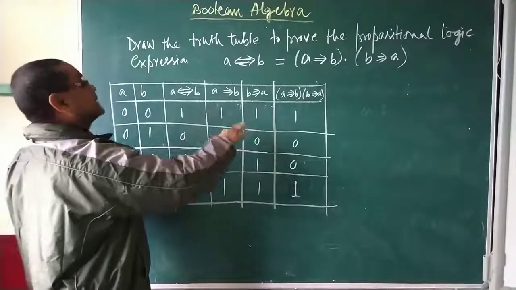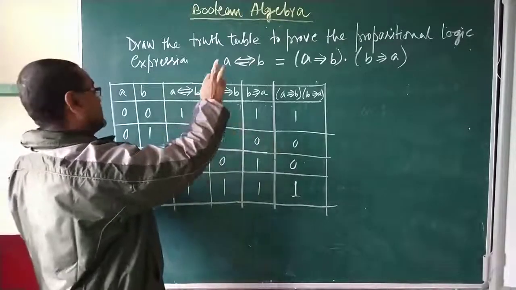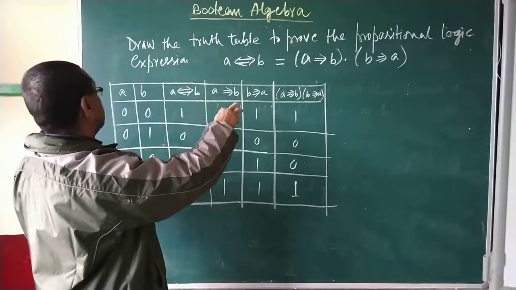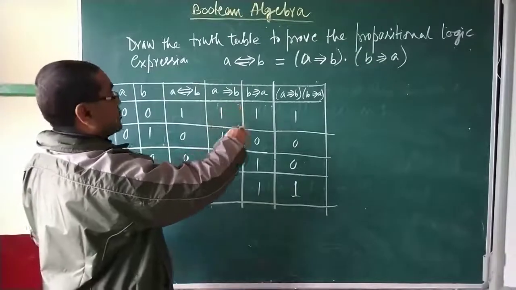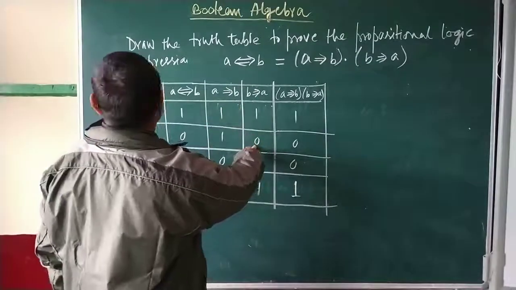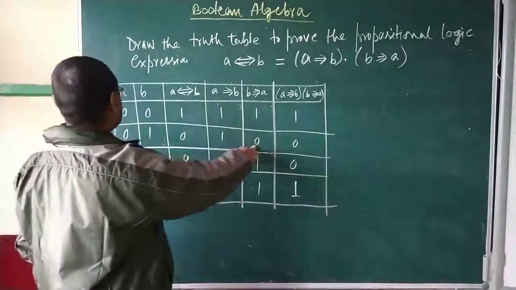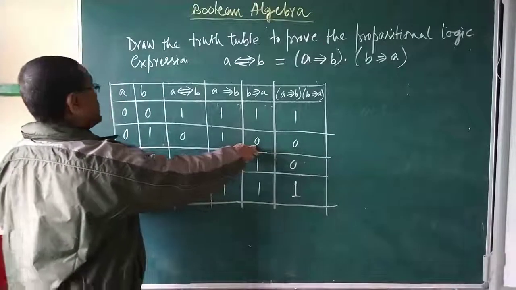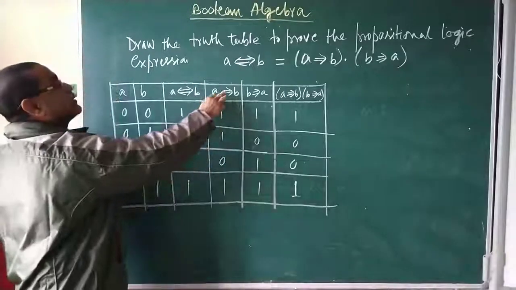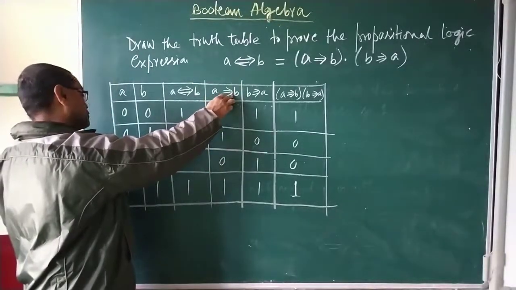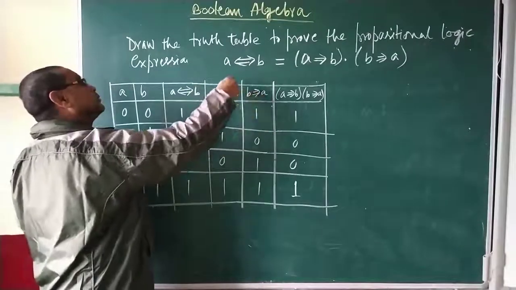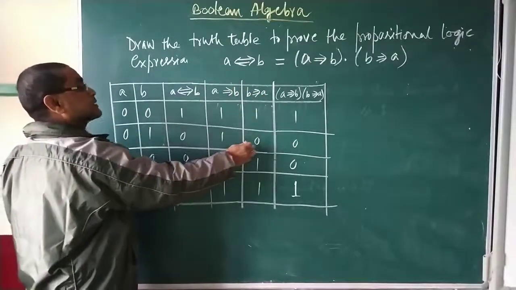So this is the case, it is 0. Again, B if then A: when B is 0 and A is 1, that time it will be 0. So here this is the case. Here B is 1 and A is 0, just the opposite. Here this one was 0 when A is 1 and B is 0, and when B is 1 and A is 0, that way it is coming to this.